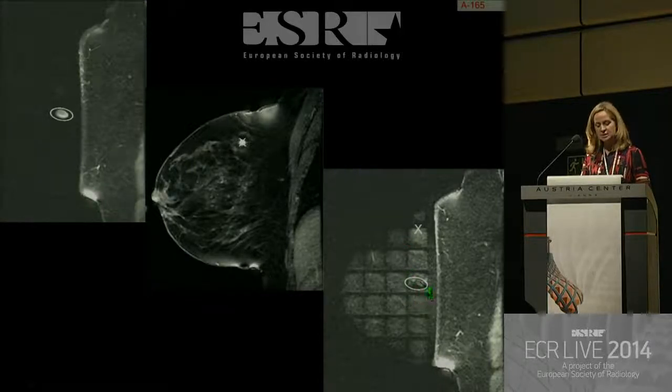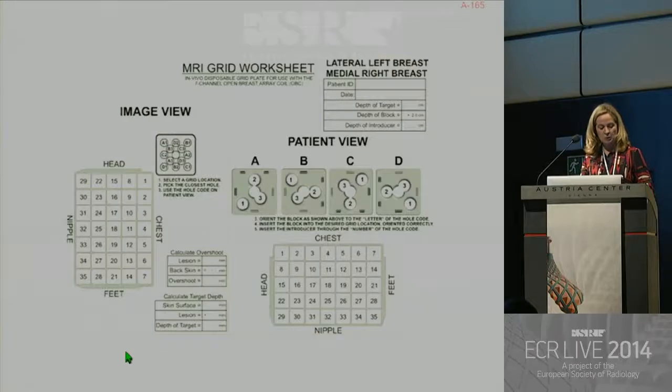And here we can see our fiducial, and we can see that our lesion lies 2 squares superior to our fiducial, and the hole that we need to place our needle in is in the superior aspect, in the middle of that square closest to the head. So we go back to our planning worksheet.